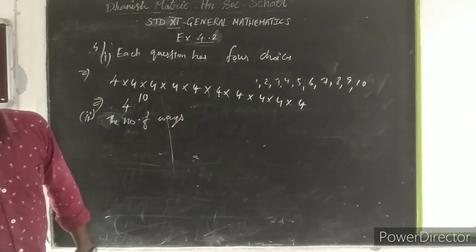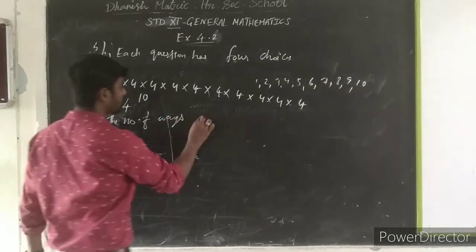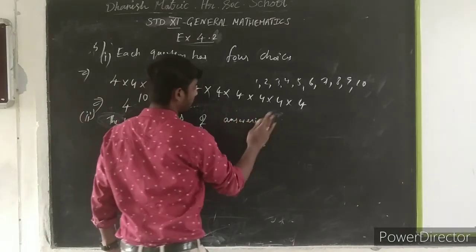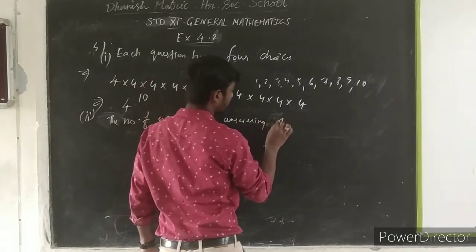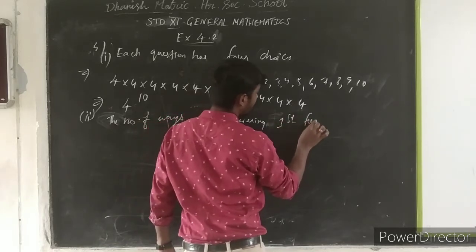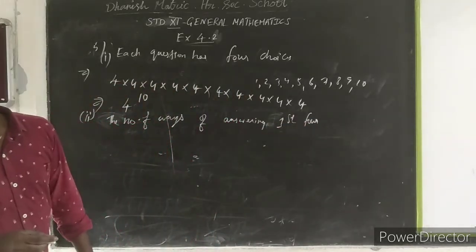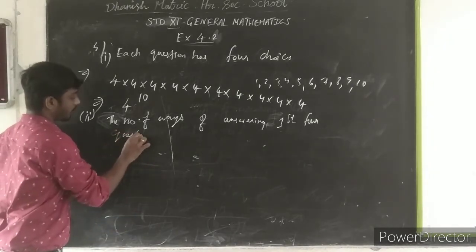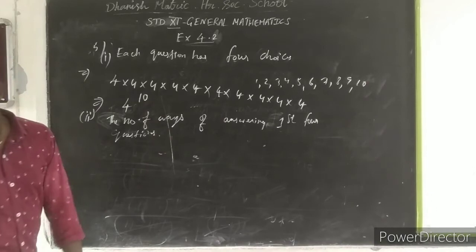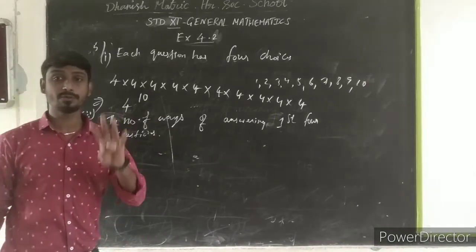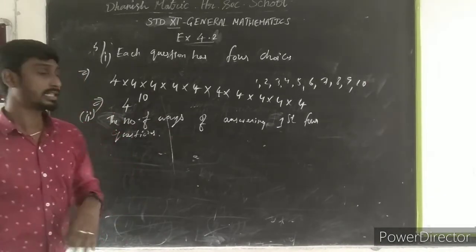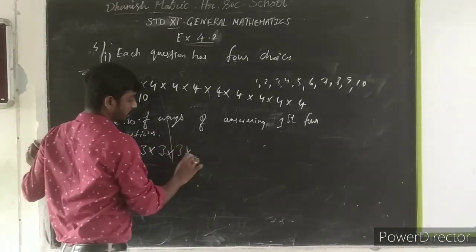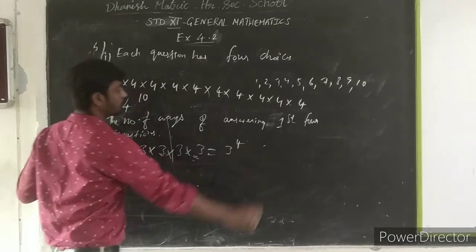The number of ways of answering the first 4 questions. Here we have first 4 questions, each having only 3 choices. So it is 3 into 3 into 3 into 3, that is 3 power 4.